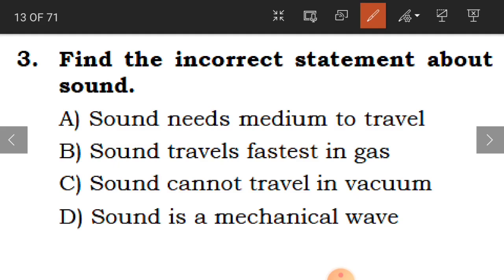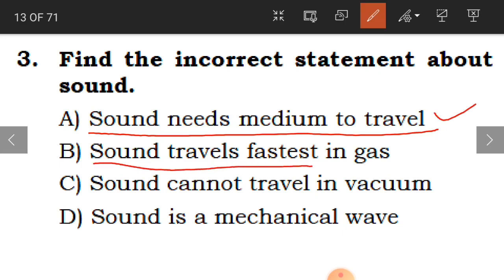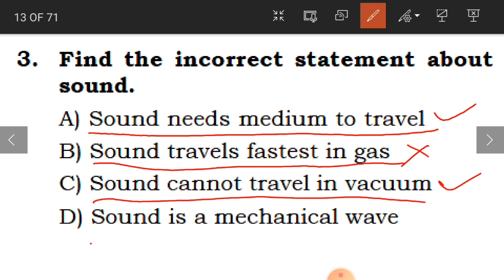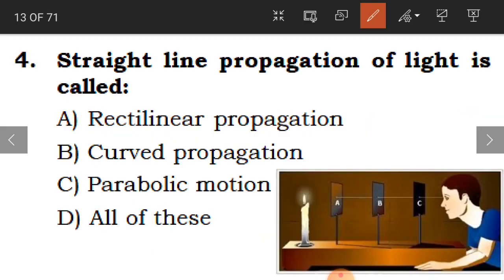Clear, children? Now, the third one, find the incorrect statement about sound. Incorrect statement, which is not correct. Sound needs a medium to travel. This is correct. Sound travels fastest in the gas. No, it does not travel fast in the gas, children. So that is why this is wrong. Sound cannot travel in vacuum. This is also right. Sound is a mechanical wave. This is also correct. And B is the answer for us.